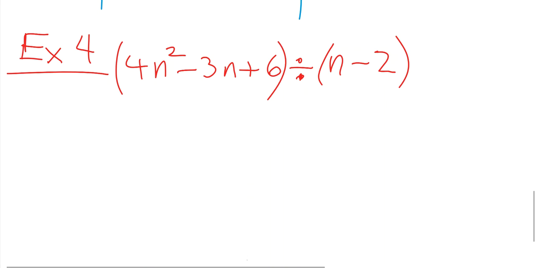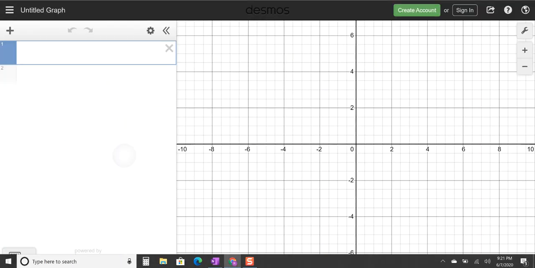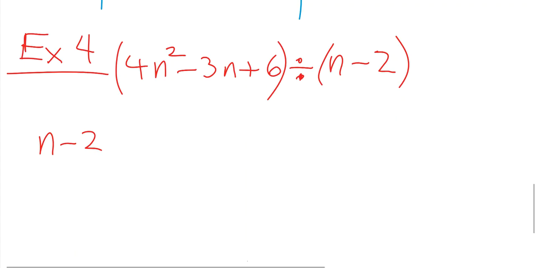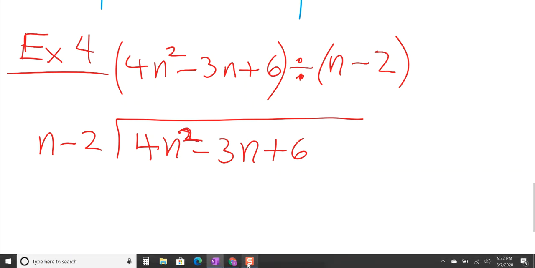Okay, so we use long division. So n minus 2 goes out front. We put our division bar here. And 4n squared minus 3n plus 6 underneath. And then we ask ourselves, how many times does n go into 4n squared?